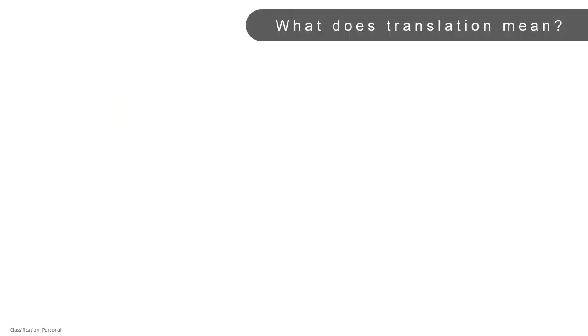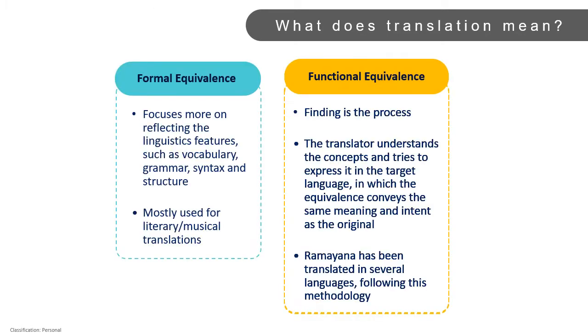There are basically two kinds of equivalence which are important in translation, formal and functional. In formal equivalence, the focus is more on the grammar, syntax and structure. For example, if one is trying to translate a song, the focus would be more on the flow of the song, the syntax and the grammar and the structure of the song, rather than any other thing. So that's more of the form which is important. That's what formal equivalence is.